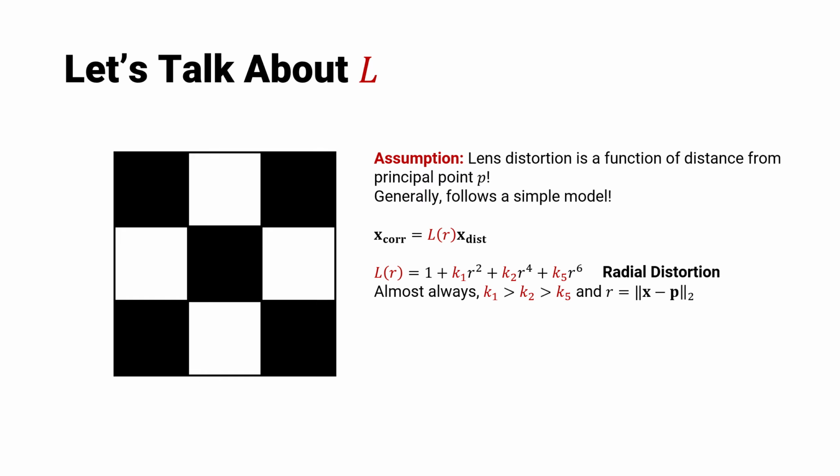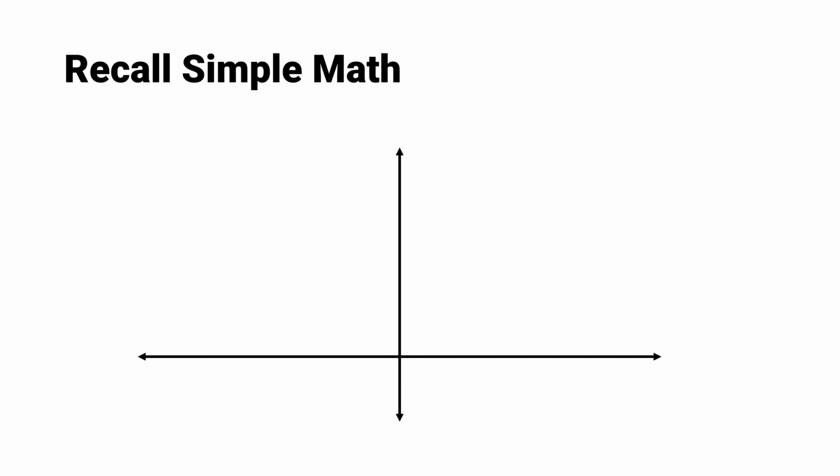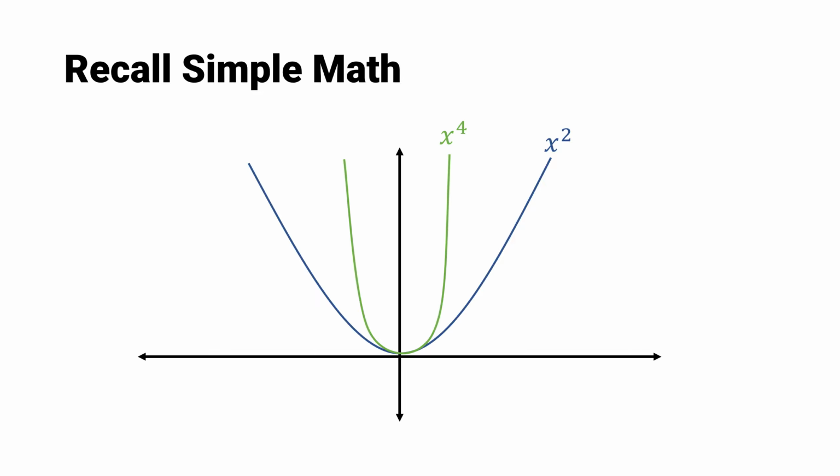Let's recall some basic high school math. Let's take a simple plot. Let's plot the function x squared, and that's a simple upward parabola. I want you to take a second and ponder how x power 4 is going to look in this plot. As you might have guessed, x power 4 is closer to the vertical because it rises up much faster.